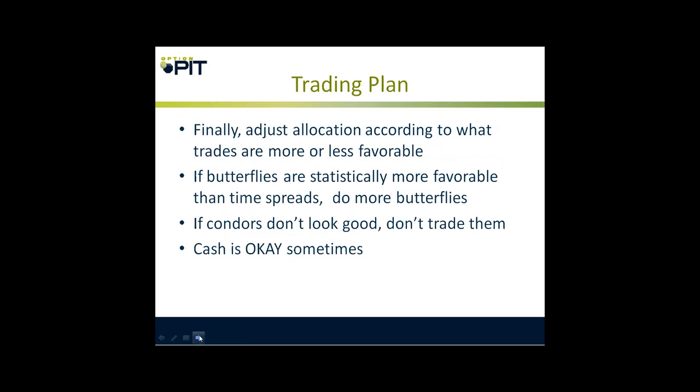All right, finally, adjust allocation according to what trades are more or less favorable, and again, how much of one trade you have on. If butterflies are statistically more favorable than time spreads, you should be weighted in butterflies. If condors don't look good, you don't trade them.